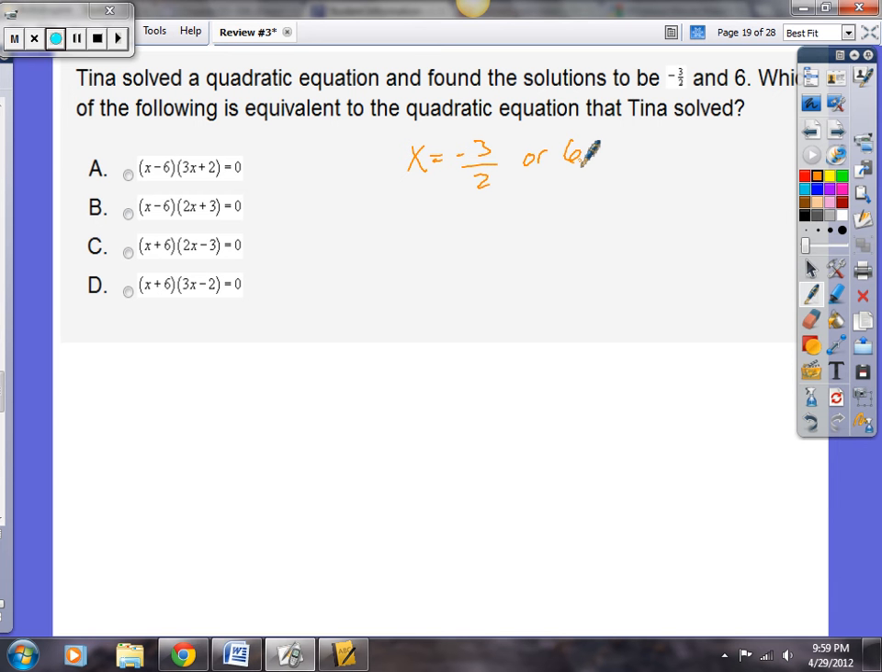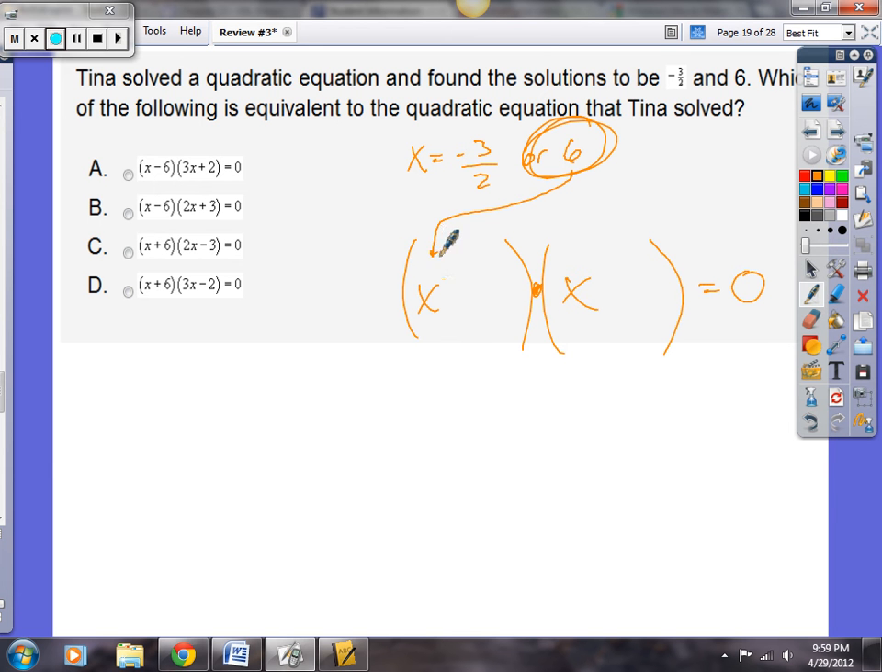So maybe we should put "and." X is negative 3 halves and X could be 6. So let's make it look like A, B, C, or D. You're going to have a group times a group, and your answer is 0. It equals 0. So I'm going to put an X, I'm going to put an X, and I'm going to play around with this one first. It's going to be a little bit easier.